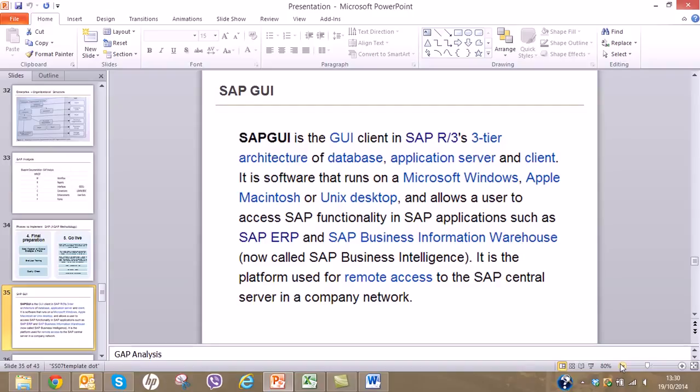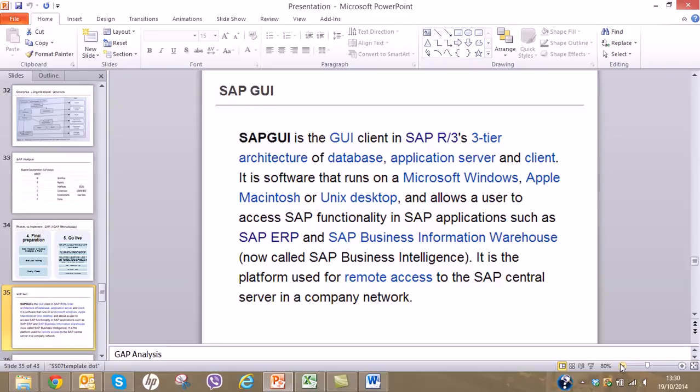SAP GUI is the GUI client in the SAP R3 three-tier architecture of database, application server, and client. It is software that runs on a Microsoft Windows, Apple Macintosh, or Unix desktop, and allows a user to access SAP functionality in SAP applications such as SAP ERP and SAP Business Information Warehouse, now called SAP Business Intelligence. It is the platform used for remote access to the SAP central server in a company network.